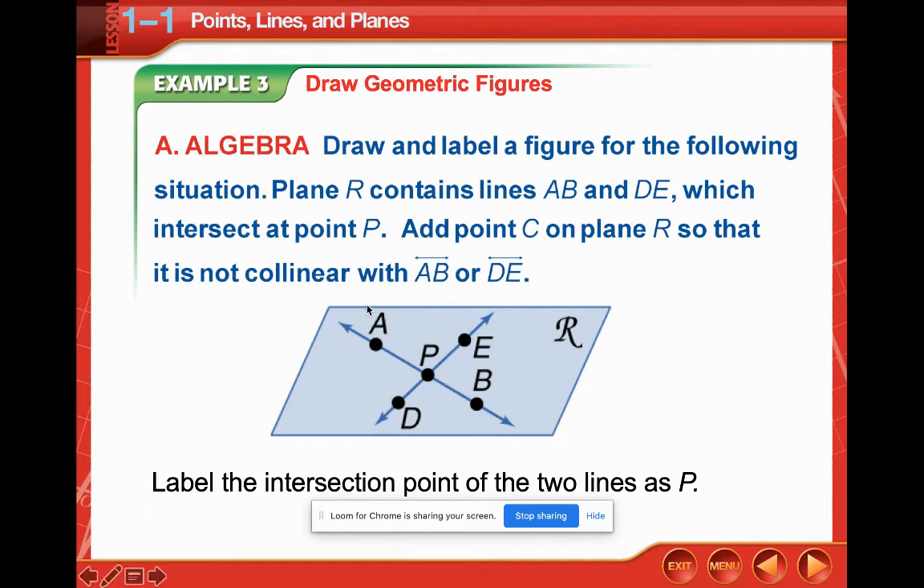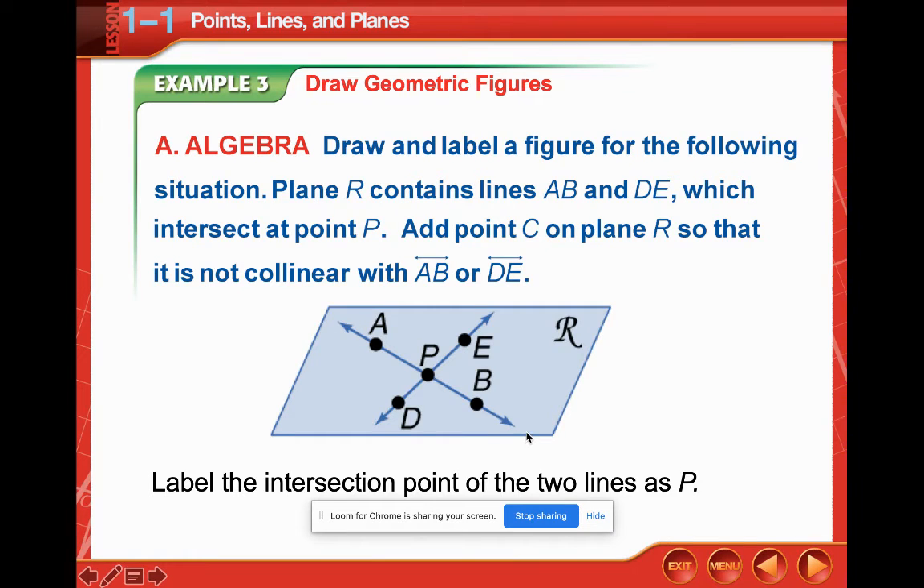So we know point C has to be on this parallelogram, right? Because it's got to be on the plane R. But it can't be collinear with AB or DE, which means it can't be on the line of AB. So you can put it anywhere else except on this line. And that includes even how the line kind of ends here, and it kind of ends here. You can't put a C like right here. You know what I mean? Because hypothetically, this line goes on forever. And this line too.